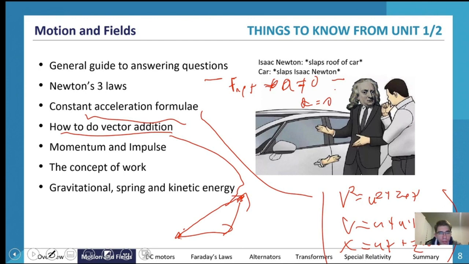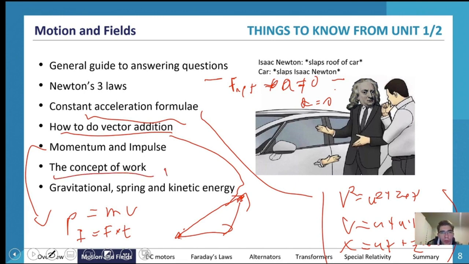How about momentum and impulse? For momentum and impulse, you need to remember that momentum is essentially mass multiplied by velocity, and impulse is force multiplied by time. So these are the two formulas, and you need to remember the law of conservation of momentum as well.